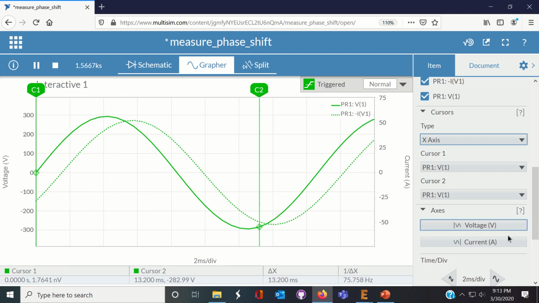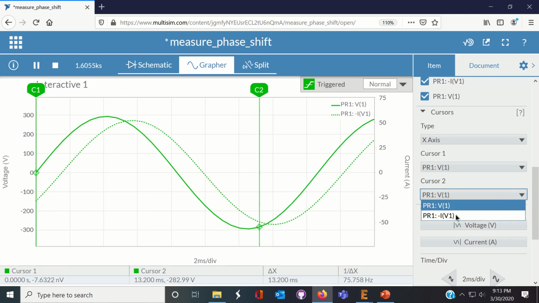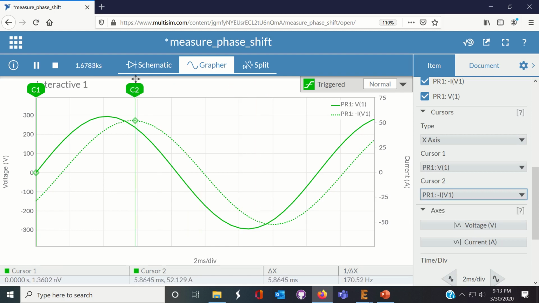Speaking of current, we're going to shift C2 so that it does indeed measure the current. And if we look down here, we see the current is about 52 amps, but that's a peak. The actual current is about 37 amps RMS.